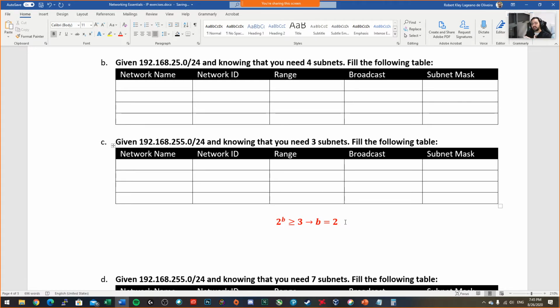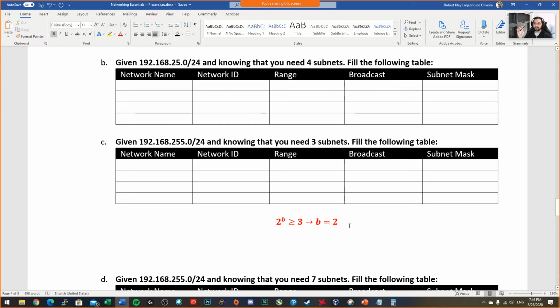You need to calculate how many subnets we can have for a certain address. In order to calculate the number of subnets, we need to use the formula 2 to the power of borrowed bits, the number of bits that we're going to borrow, needs to be equal to the number of subnets. Correct? In this case, I'm given 3 subnets. I need 3 subnets. So because I need 3 subnets, I need at least 2 bits, because 2 bits allow me to have at least 4. So let's do this.